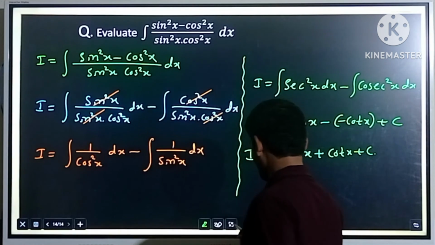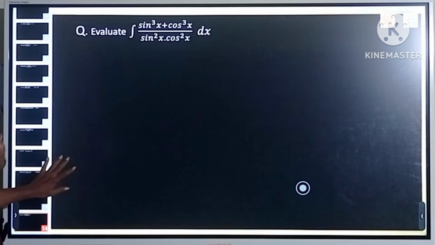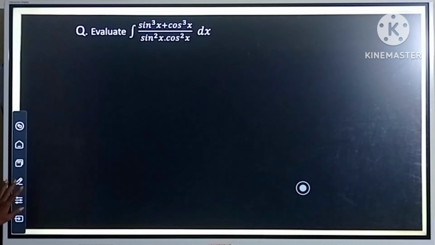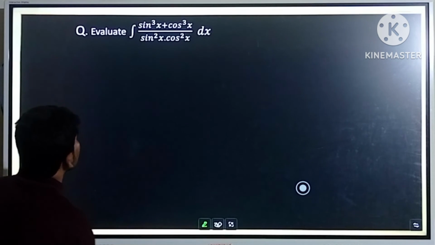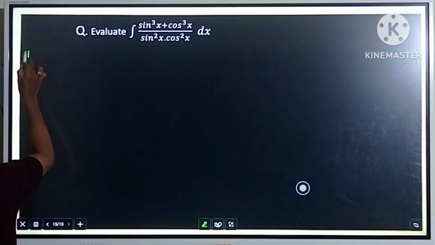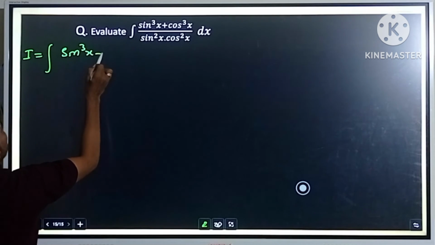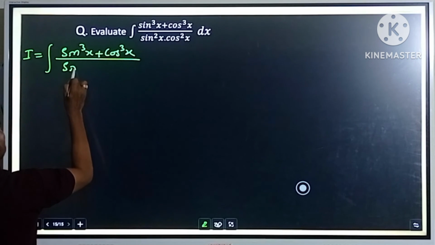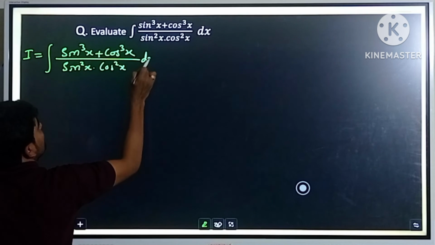Now let us consider the next and last question. Evaluate integration of sin cube x plus cos cube x divided by sin square x into cos square x dx. This question is also similar to the previous one. So let's say the given integration problem is I, that is, sin cube x plus cos cube x divided by sin square x into cos square x dx.